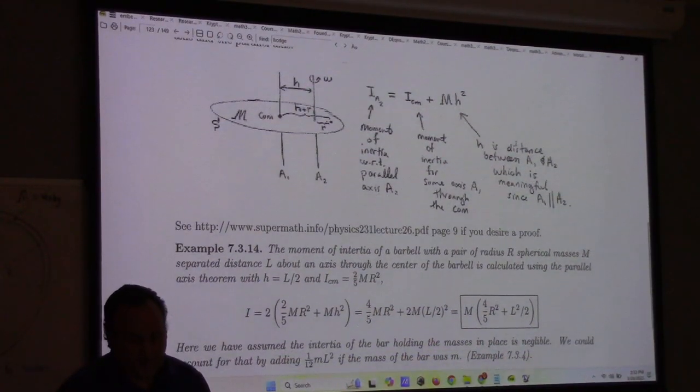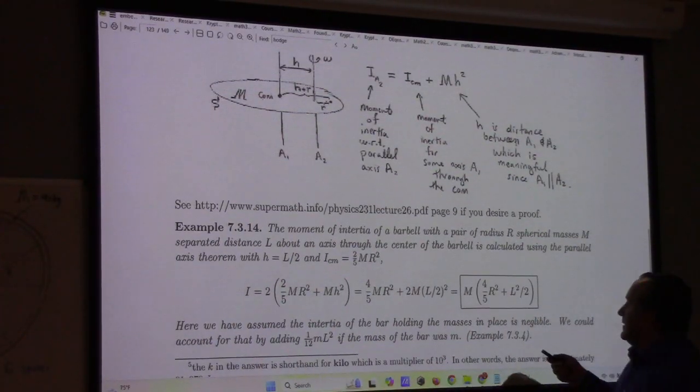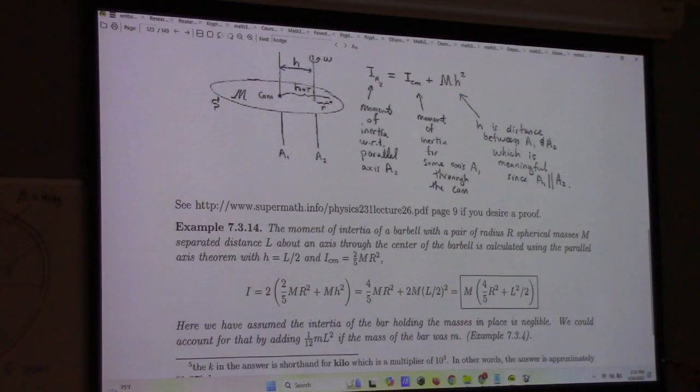Like here's an example. Barbell, with a pair, if we have, let me draw the picture.